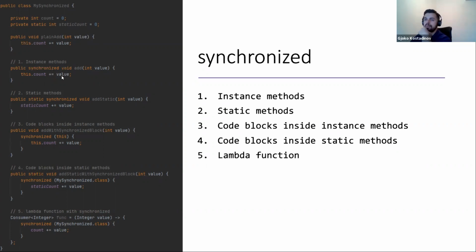As we can see, this is a plain method without synchronization. Then we have the first implementation where we use the keyword synchronized, which is a reserved word in Java, for synchronizing this method. The next one is the synchronization of the static implementation of that method. And after that, we have the additional synchronization of a code block inside a method. And then we have a synchronization of a code block with a static method as well.